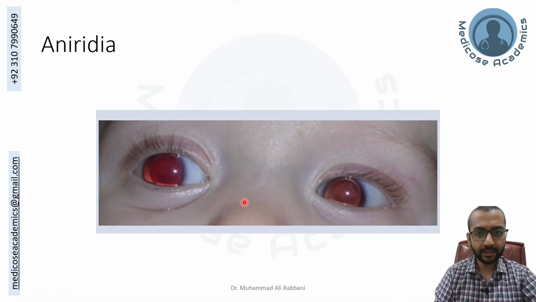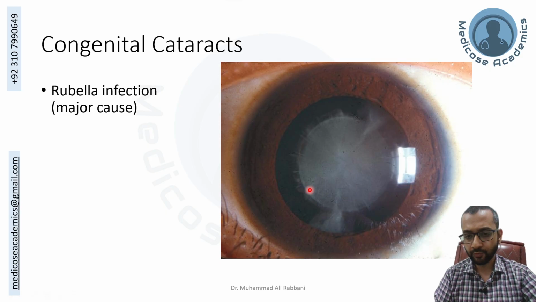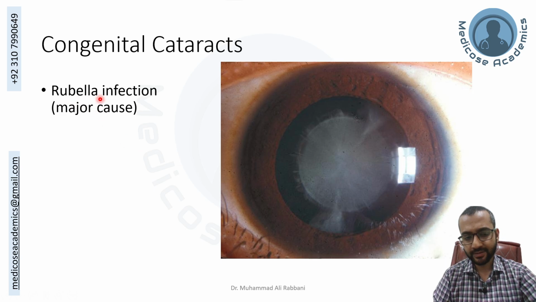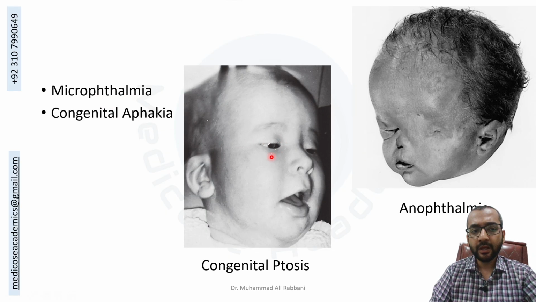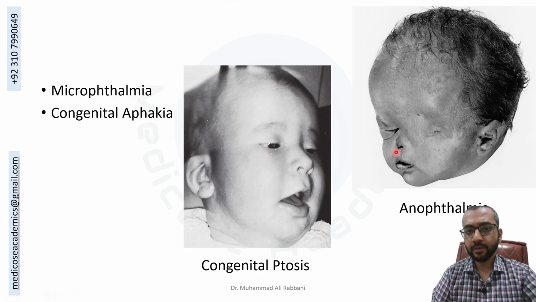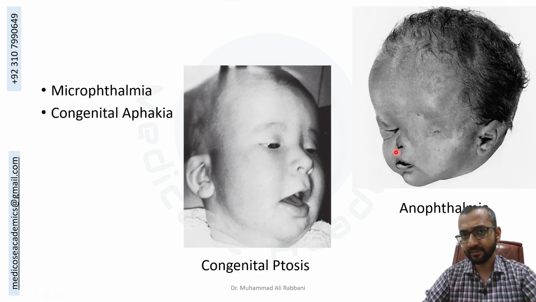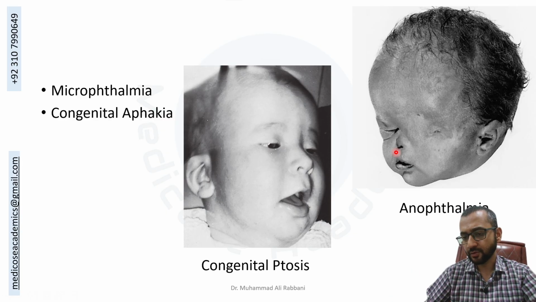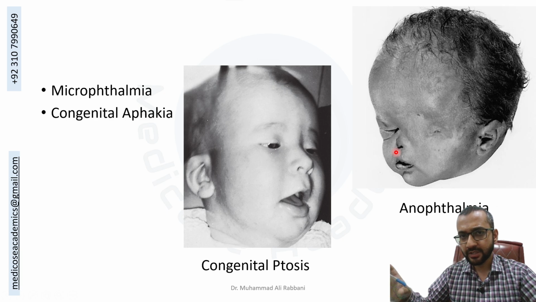Aniridia is absence of the iris. Congenital cataract is the presence of opacity in the lens, and congenitally a major cause is rubella infection. There are a lot of other causes including mother's diabetes, hyperglycemia, and a large number of infections too. Microphthalmia is a small eyeball, and if the abnormality occurs before the 7th week, before the choroid fissure closes, then the abnormalities will be more prominent because the optic cup was not developed. If the insults occur after that, then the eyeball is usually symmetrical but smaller in size.